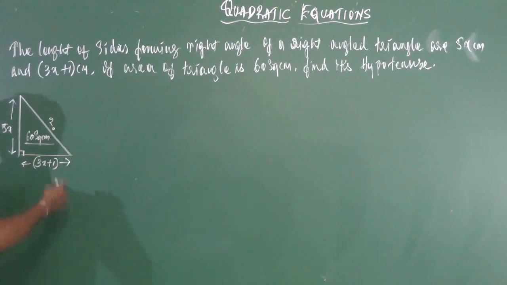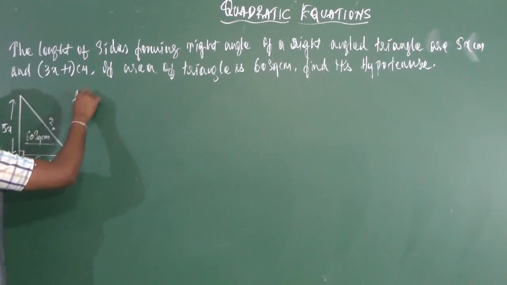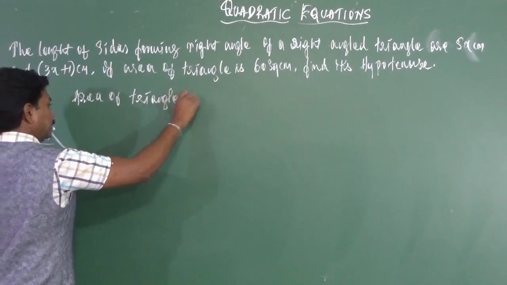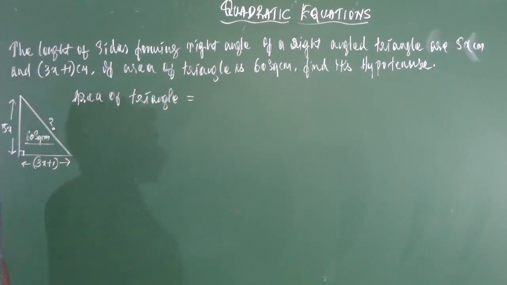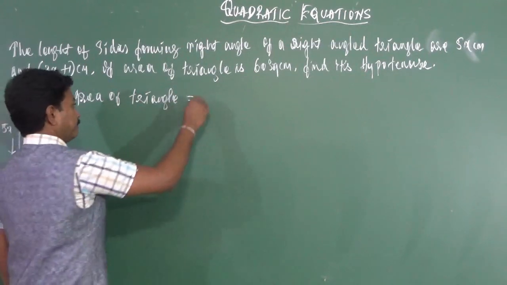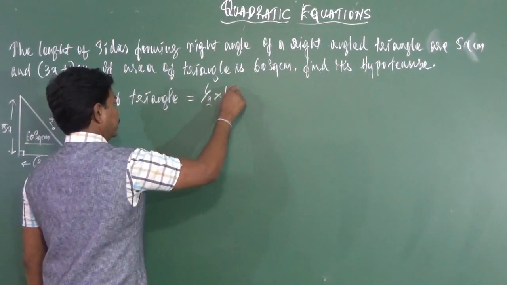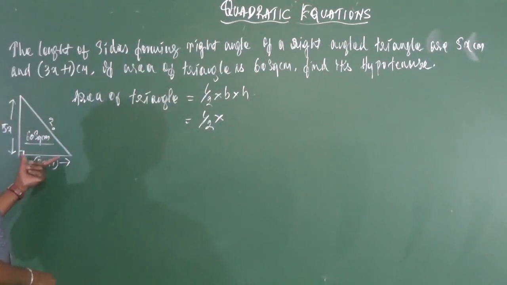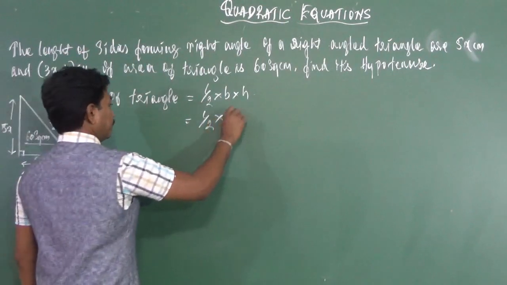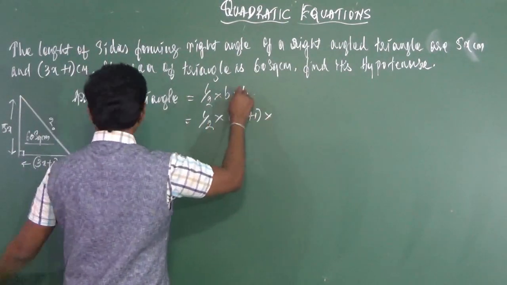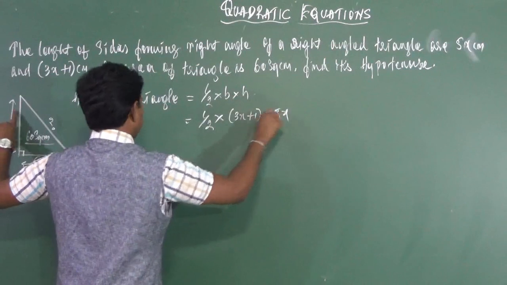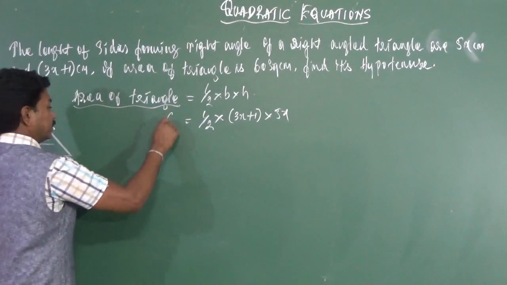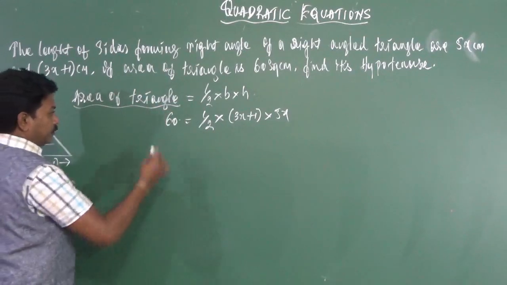Now already sides are given, area is also given. So directly we will take the area of triangle. Area of triangle is equal to, formula is half into base into height. So we'll take it as half into base, which is 3x plus 1, into height, which is 5x. And what is the area of the triangle? 60 square centimeters, it is given. Okay. So we'll simplify this.